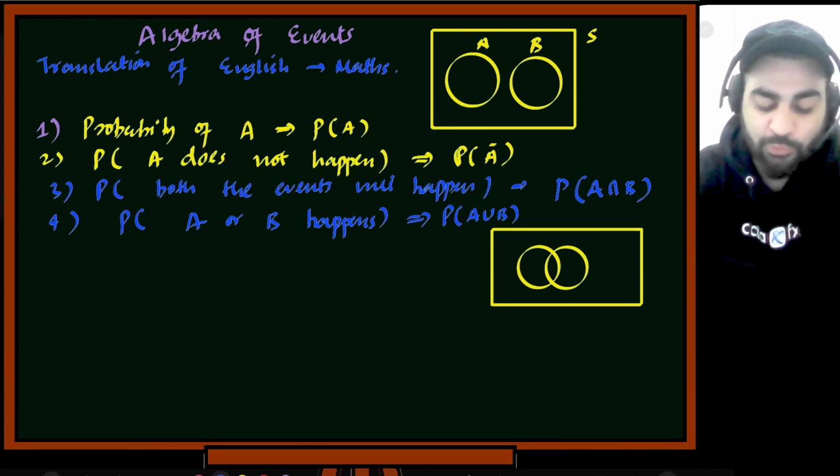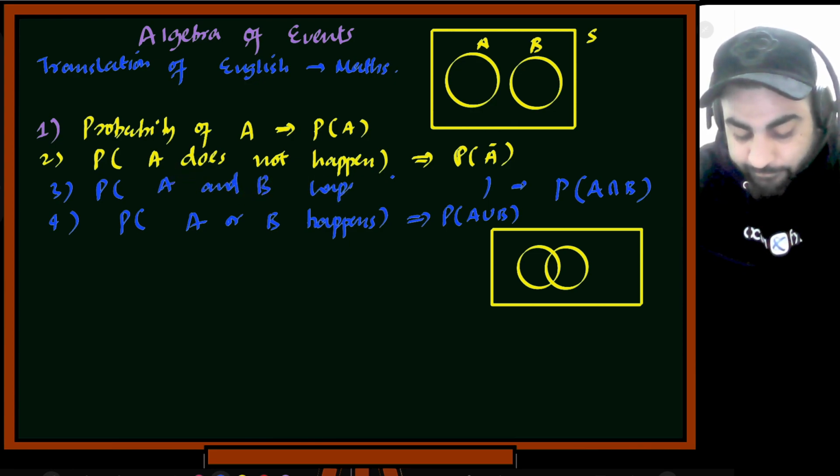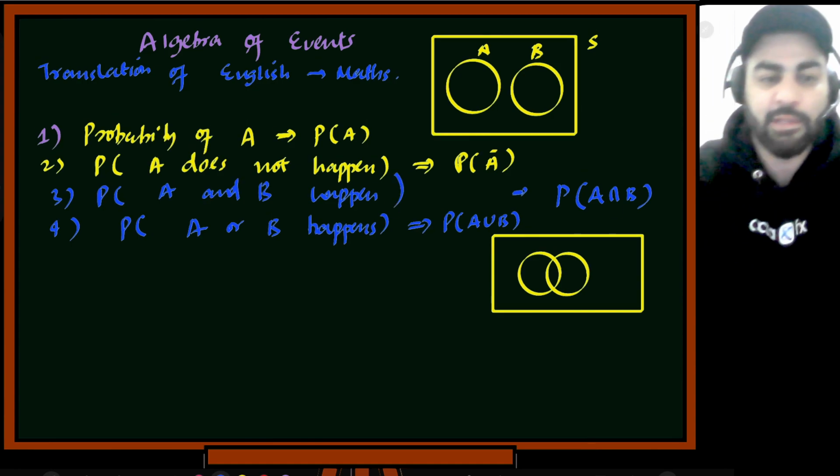If I'm saying both happen, that is A and B happen. So I'll write it like this. So A and B happen. Okay, so this will be like this. So this is A intersection B.